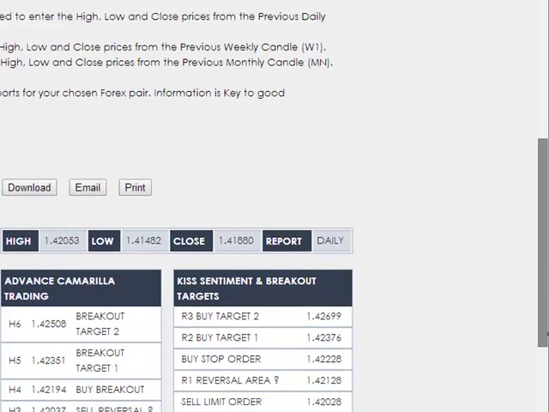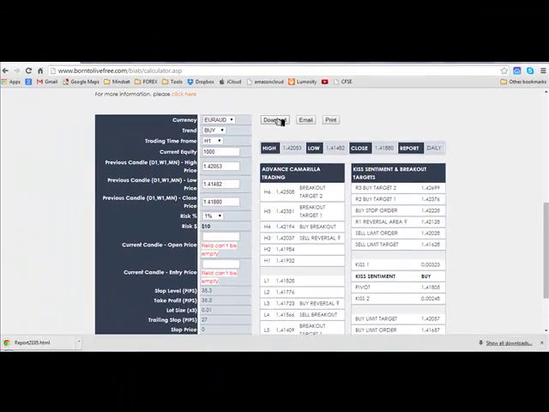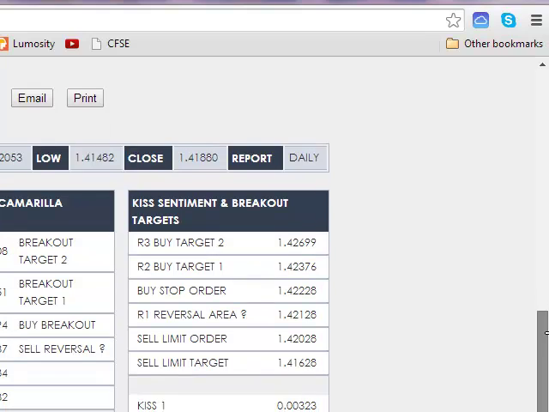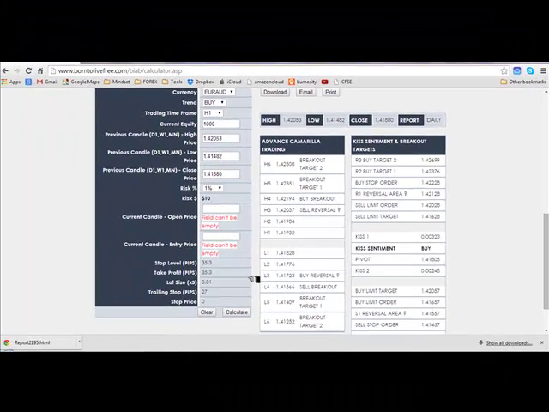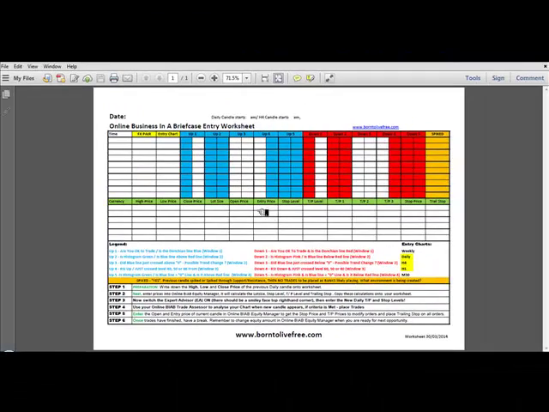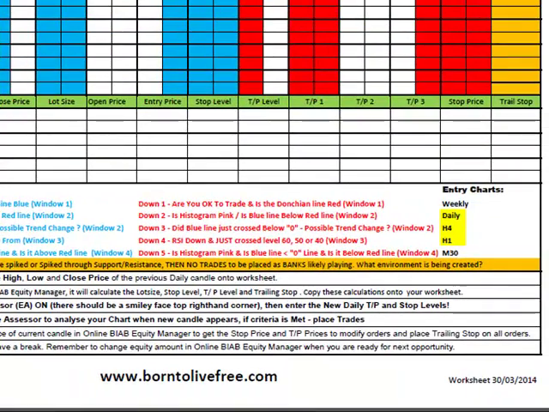The online calculator will output a report that you can print, email or download. The download file is in a HTML format. Of course you don't need to do that, you can always go back to the website, it's completely up to you. And here we take down the stop level, take profit and trailing stop values and transfer that onto our Business in a Briefcase entry worksheet. There, there and there. So when we're assessing charts, we're in a position to be ready to place a trade.